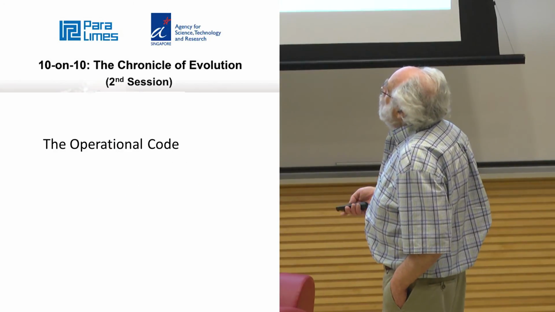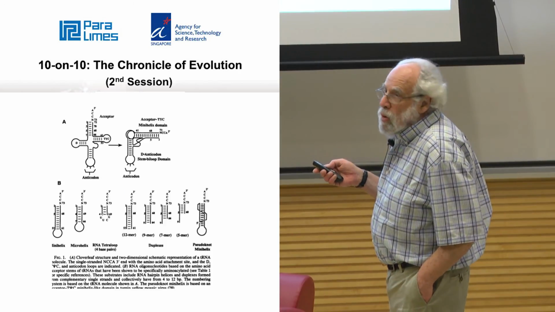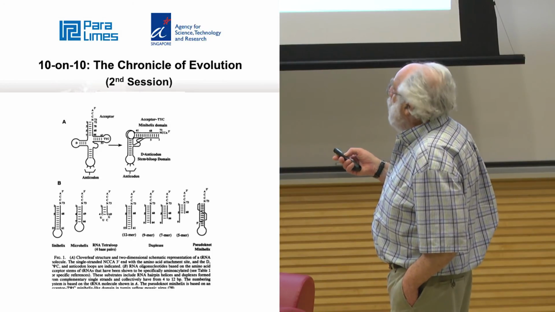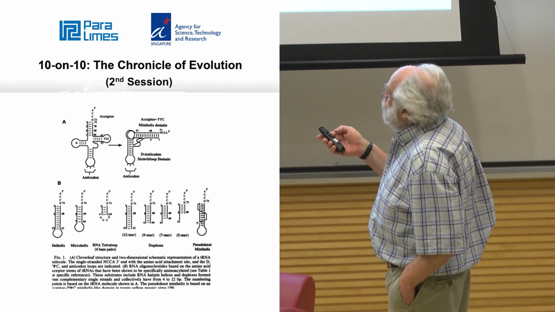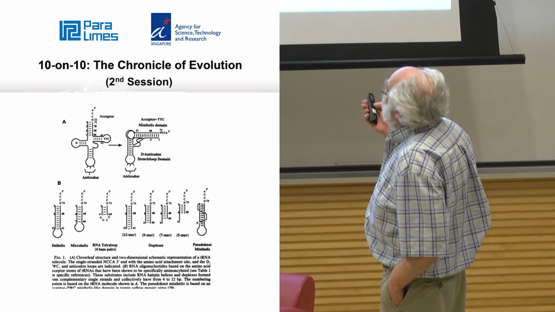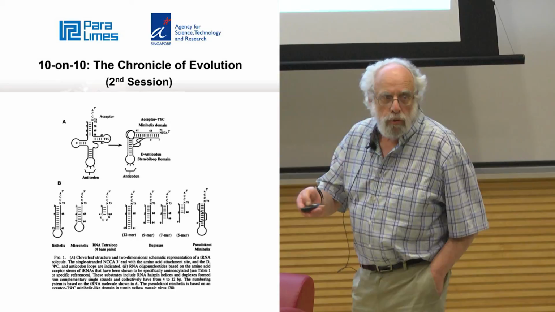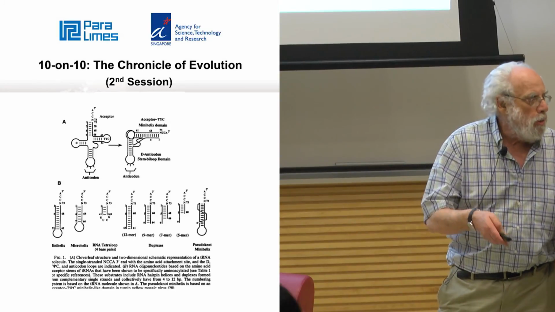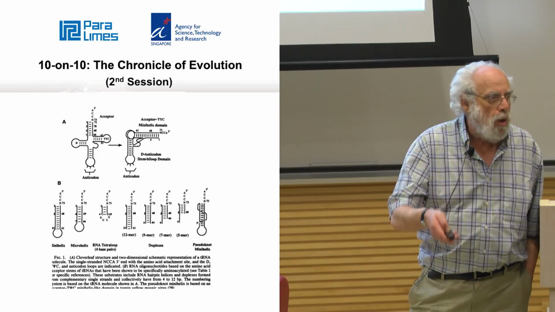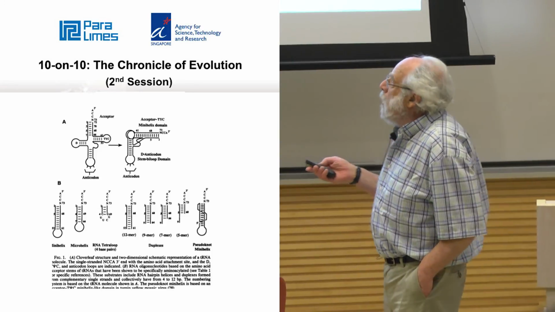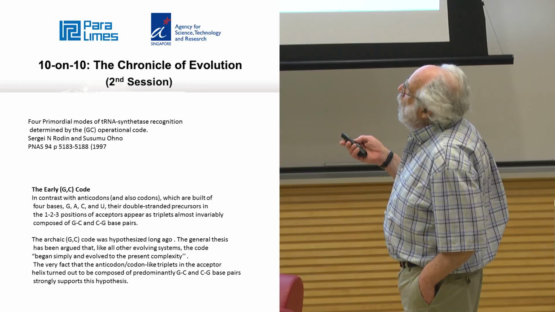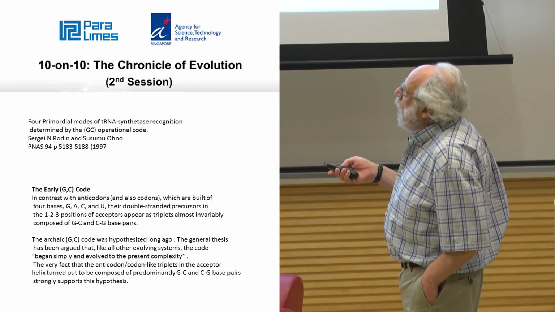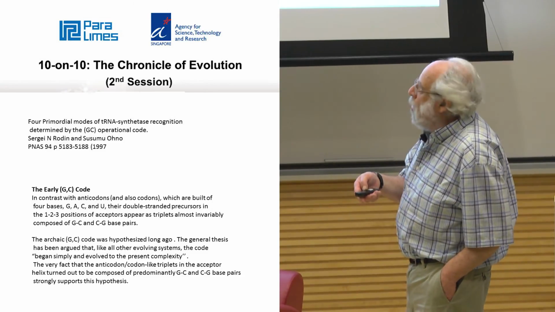And now I want to tell you about the operational code. That has to do with the arm. And that, of course, tells you that these small RNAs, when added to amino-acyl tRNA synthetase, put on the right amino acid because there's a code in the arm. And that was shown by Rodin and Ohno, that there was an archaic GC code in the arm.